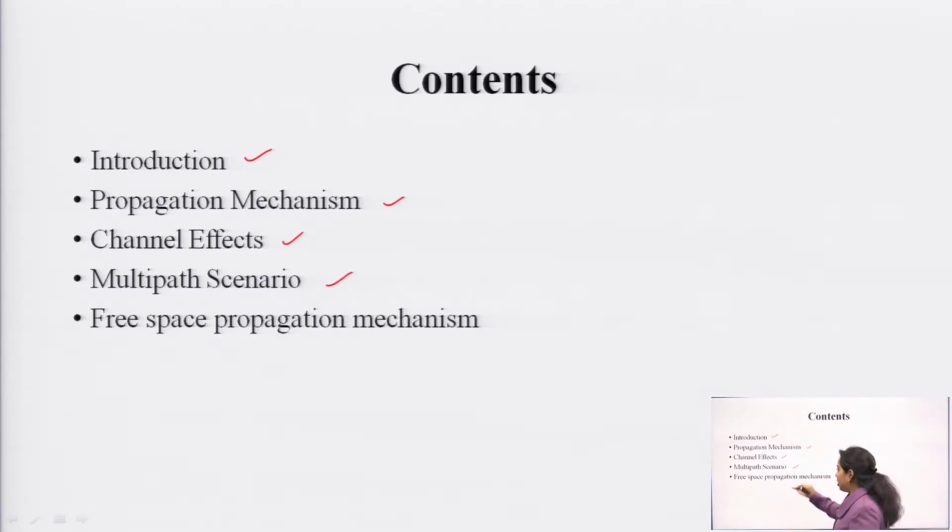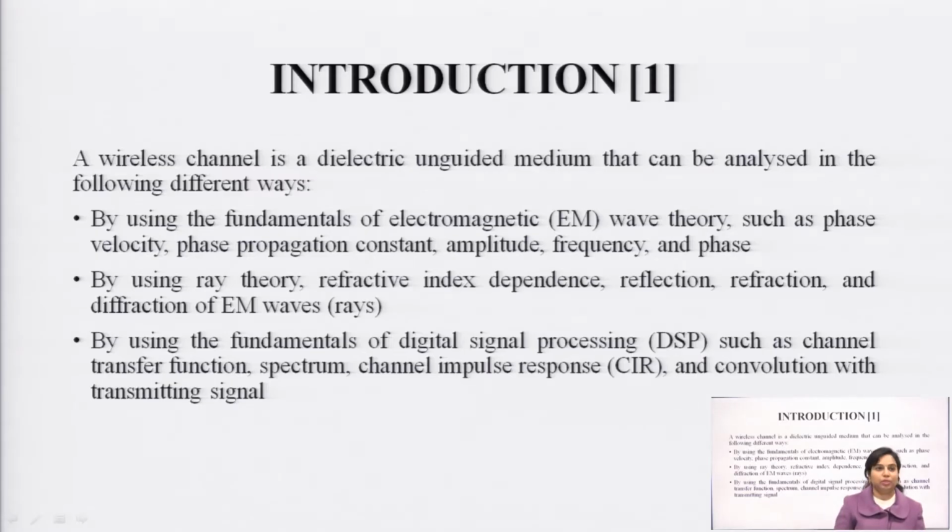Then the multipath scenario, and then the free space propagation mechanism, where we are going to derive an equation for the power received at the receiver after undergoing various losses and parameters, like the gain of the transmitter antenna and the gain of the receiver antenna. There are various parameters used to calculate the received power. So, first we will begin with the introduction.